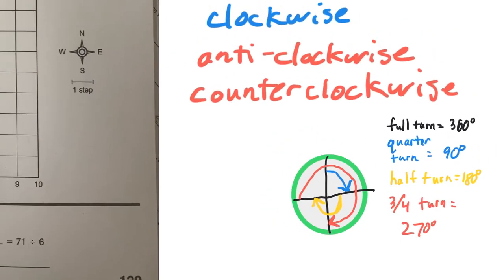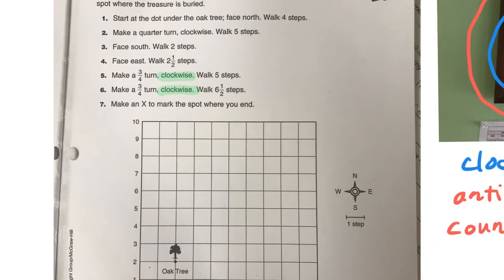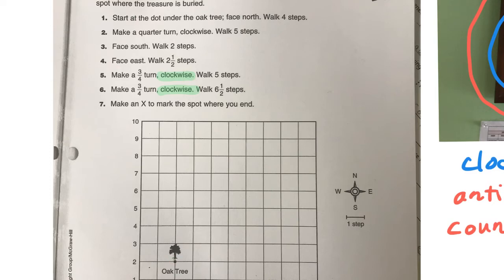So if we go back here, the beginning part I think is pretty simple. Start at the dot under the tree. Okay, it's right there. And face north. North is here. You can use this to help you. And you're going to walk 4 steps. So we'll go 1, 2, 3, 4. Okay, that's the first step.